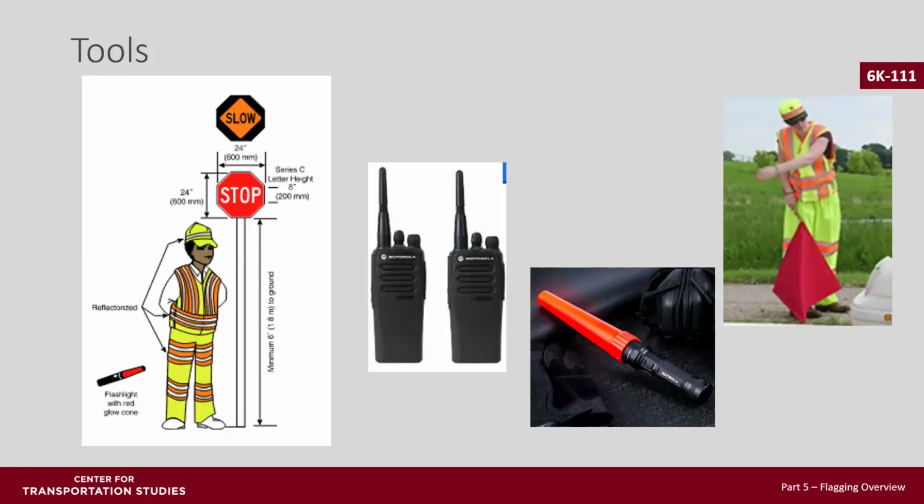Other tools include the stop-slow paddle, with the 7-foot high staff being recommended. The minimum is 5 feet. Two-way radios are the best method to communicate between flaggers. Make sure you have fully charged batteries. Also use a flashlight with the wand for nighttime flagging, and a 24 by 24-inch red flag for flagging in intersections for emergency situations.